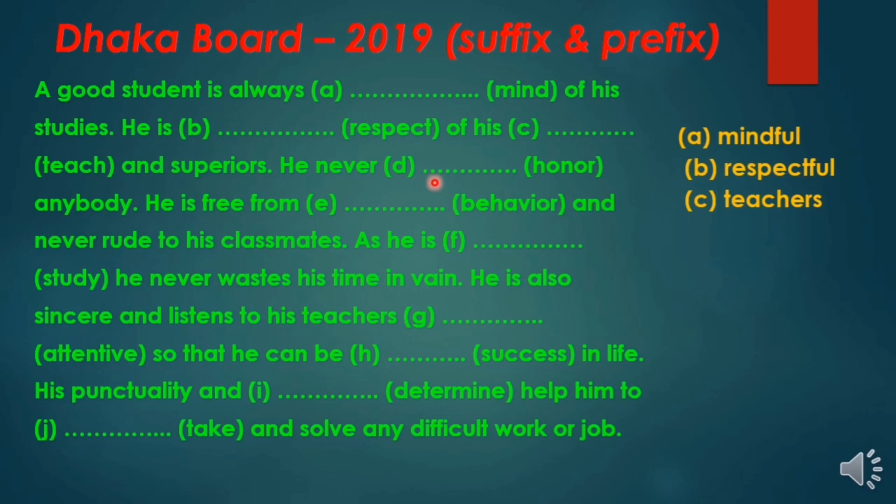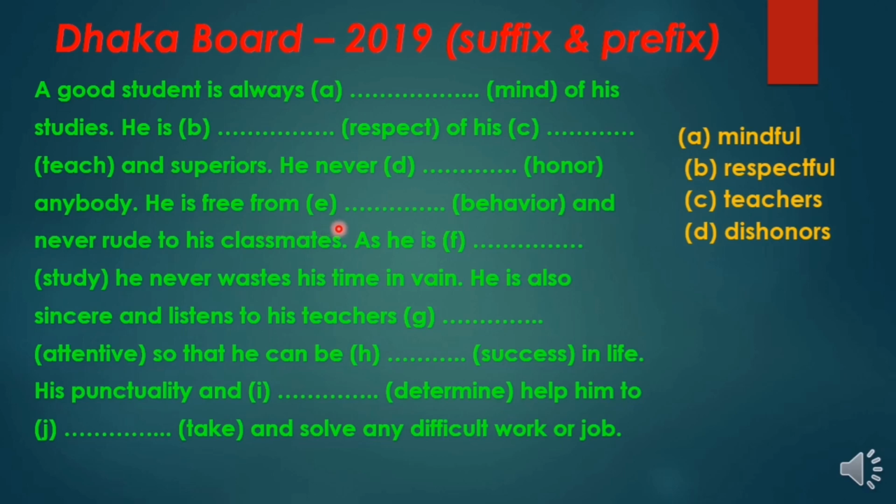He never dash anybody, and here we need a verb, as after the subject no verb is there, and within the bracket we can see the basic word honor is given. So the answer will be honors. Why s is added here? Because the sentence is in present indefinite tense. So we are supposed to follow the structure of present indefinite tense.